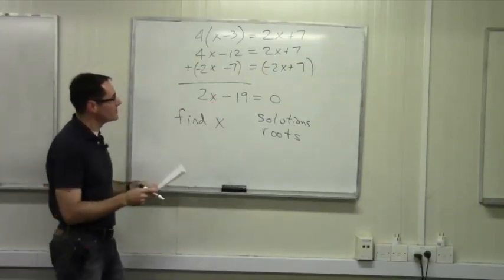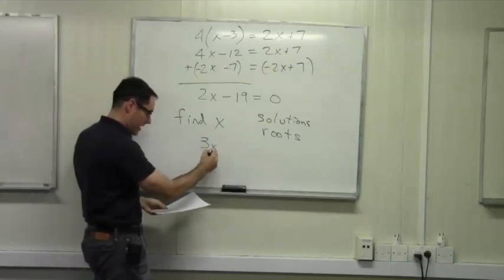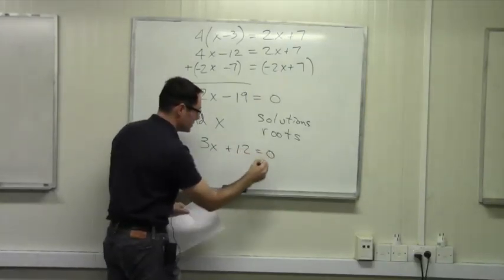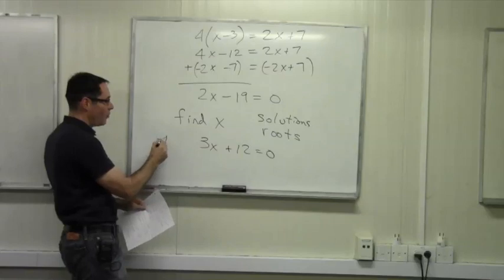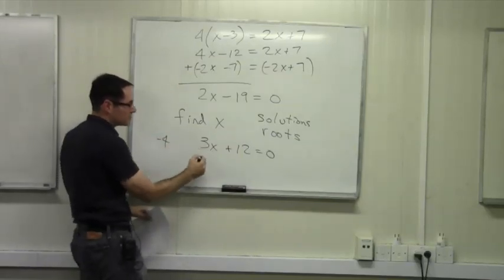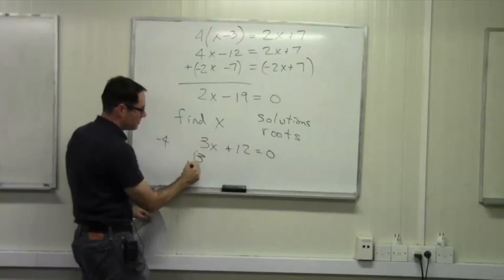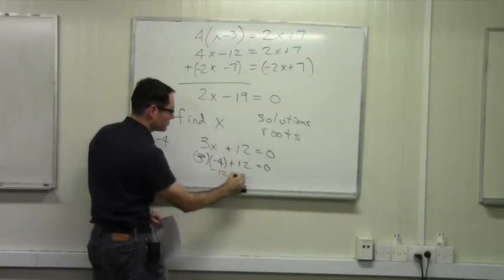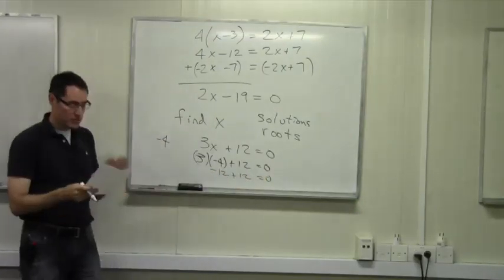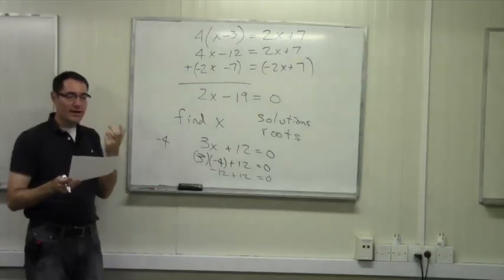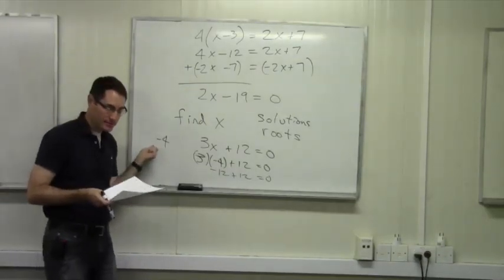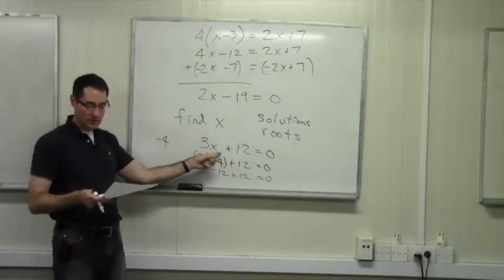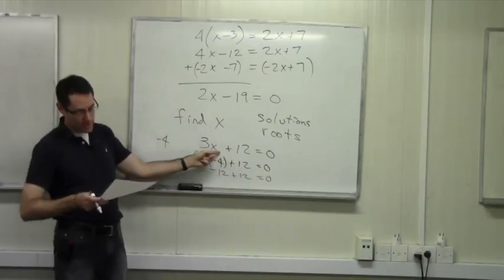For the example, we had 3x plus 12 equals 0. Negative 4 is a solution because 3 times negative 4 plus 12 equals 0. Negative 12 plus 12 equals 0. So negative 4 is a solution. The idea is we're trying to figure out how to get that negative 4. That's all we're trying to do. We also say that negative 4 satisfies the equation. It solves the equation. It's the root of the equation.